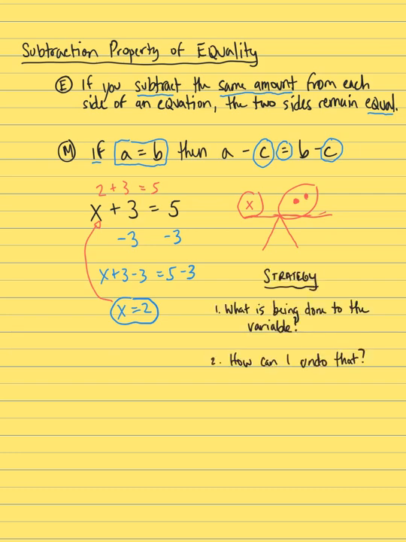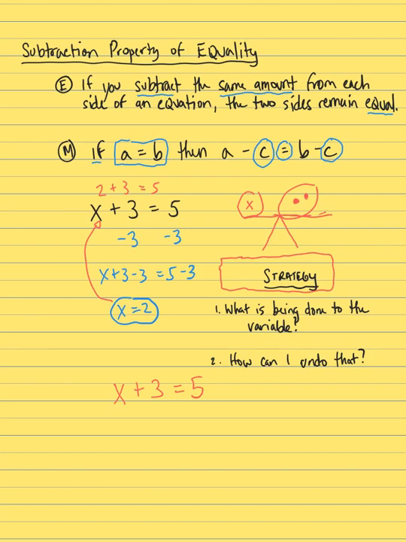So as we move forward, these equations are going to get more and more complicated, and I want you to think about a strategy, and that strategy entails asking yourself 2 questions. So the first question is, what is being done to the variable? And then the second question is, whatever that is, how can I undo that? Right? So the equation that we just had was pretty simple. Only one thing was being done to the variable. 3 was being added to it, right? How do I undo that?